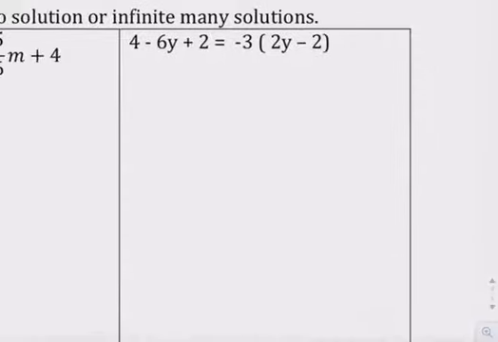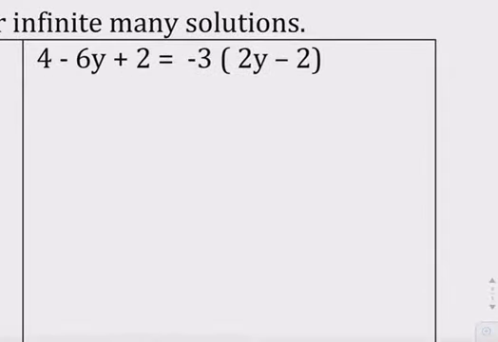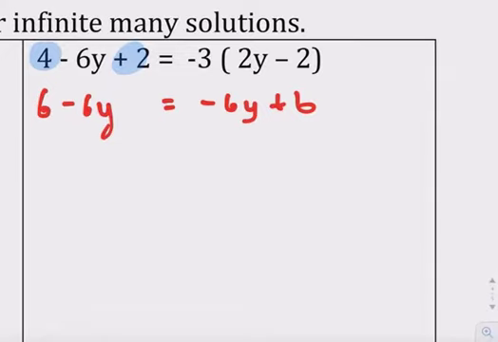And this one is the one you're supposed to be doing. And if you did this, you get negative 6y plus 6 equals 4. Combine like terms here. You get 6 minus 6y. It is the same. Notice they're the exact same thing.